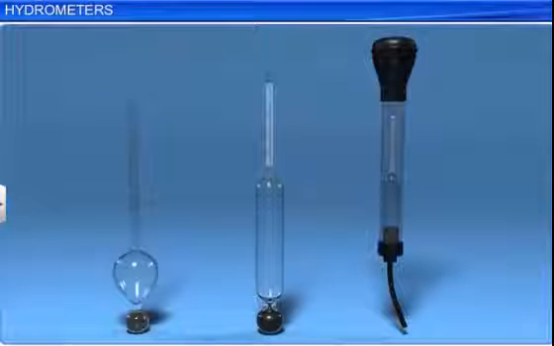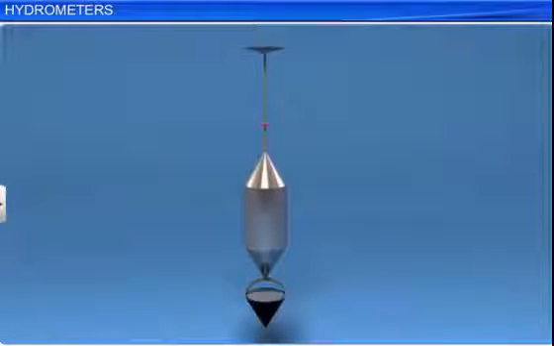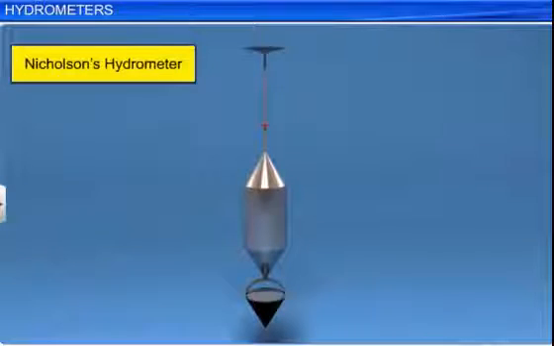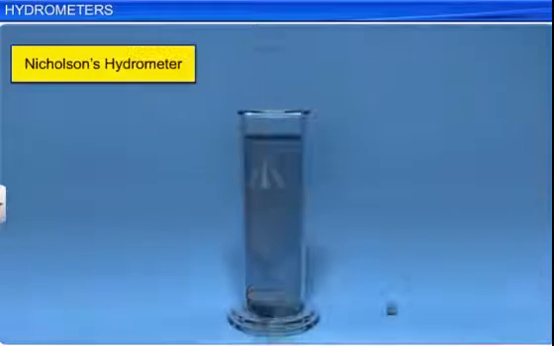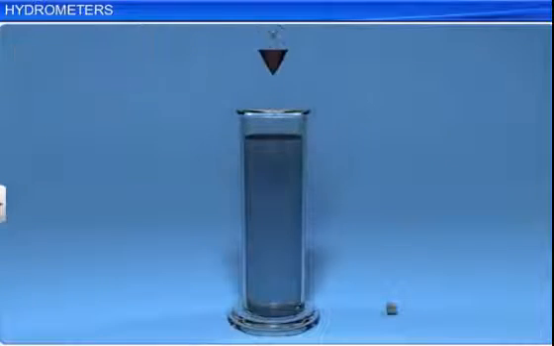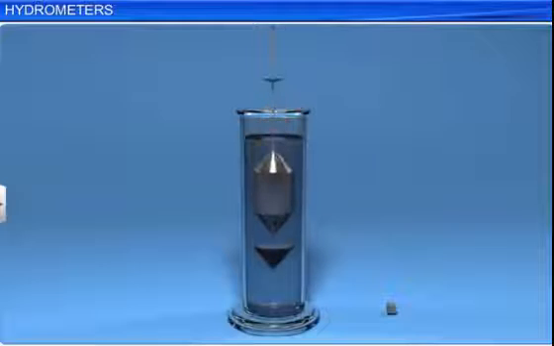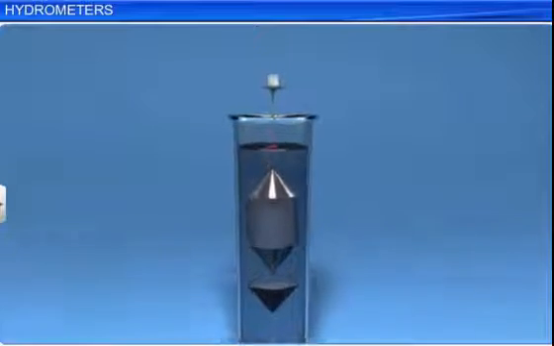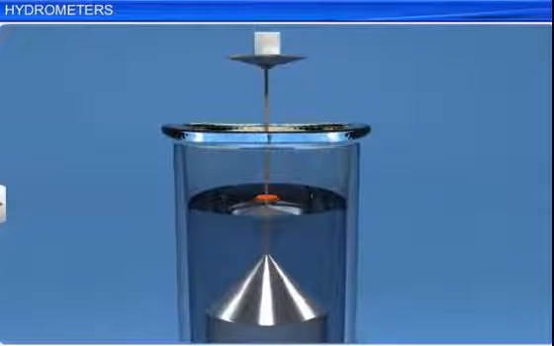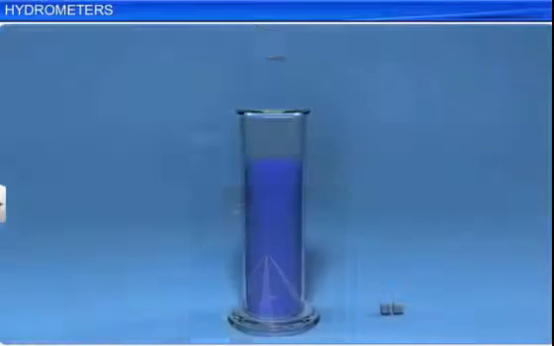All the hydrometers you studied so far are variable immersion hydrometers. Another type of hydrometer is the constant immersion hydrometer. Nicholson's hydrometer is an example of this type. It is made to immerse up to a mark on the stem. It is first placed in water and small weights are loaded on the platform until the water level reaches the mark on the wire stem.